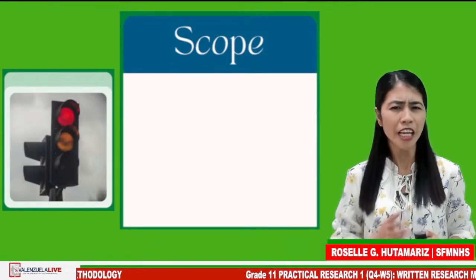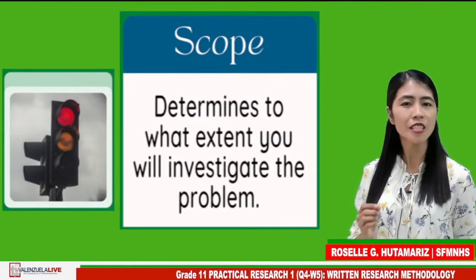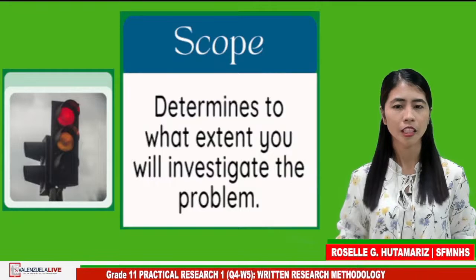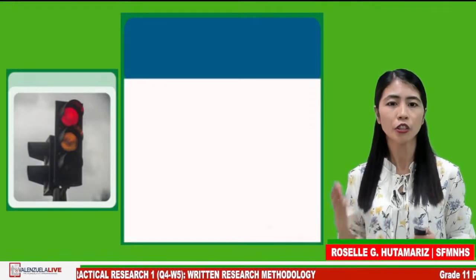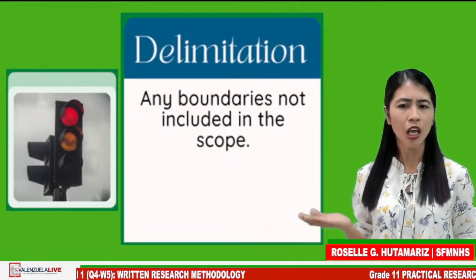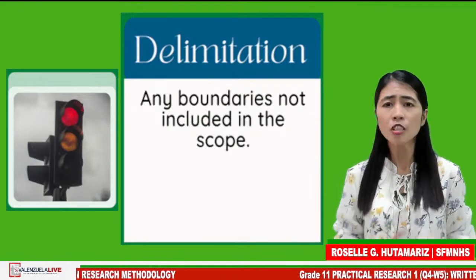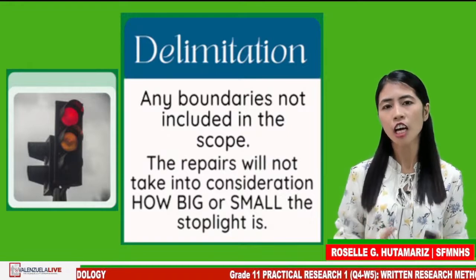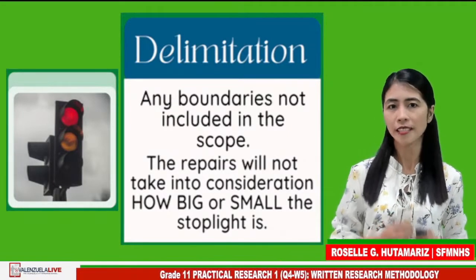Now, let's apply this analogy to research. The scope determines to what extent you will investigate the problem. Any boundaries that you will not include in your scope are called delimitations. We can say that in the stoplight scenario, a possible delimitation is that the repairs will not take into consideration how big or small the stoplight is.